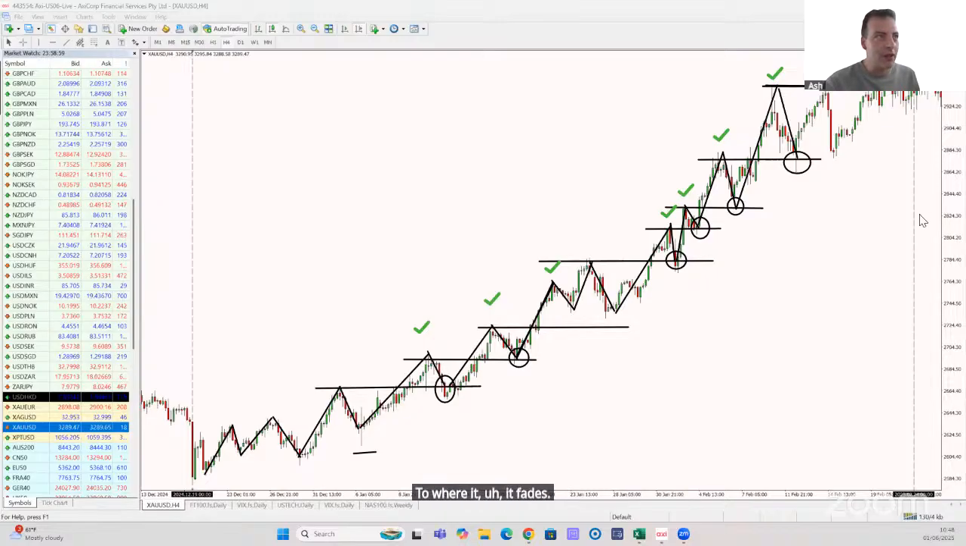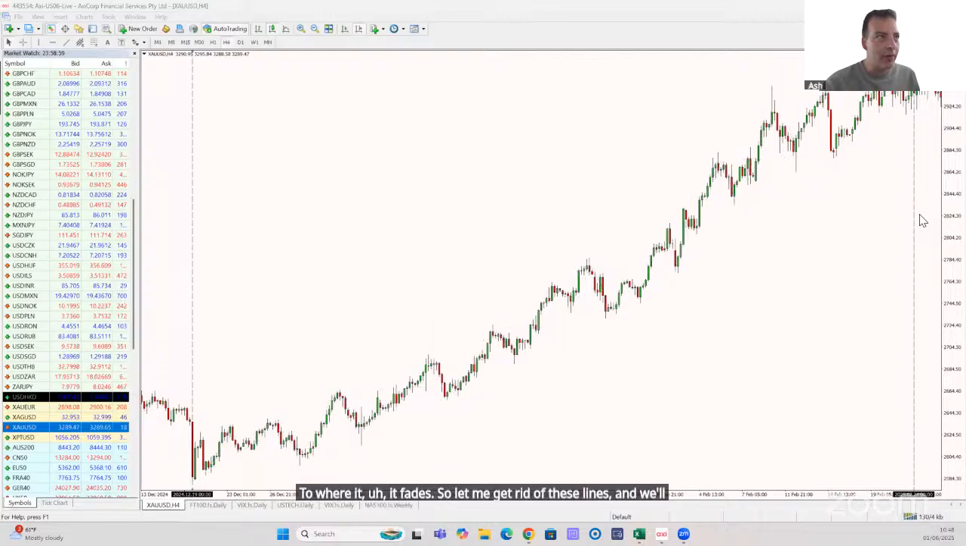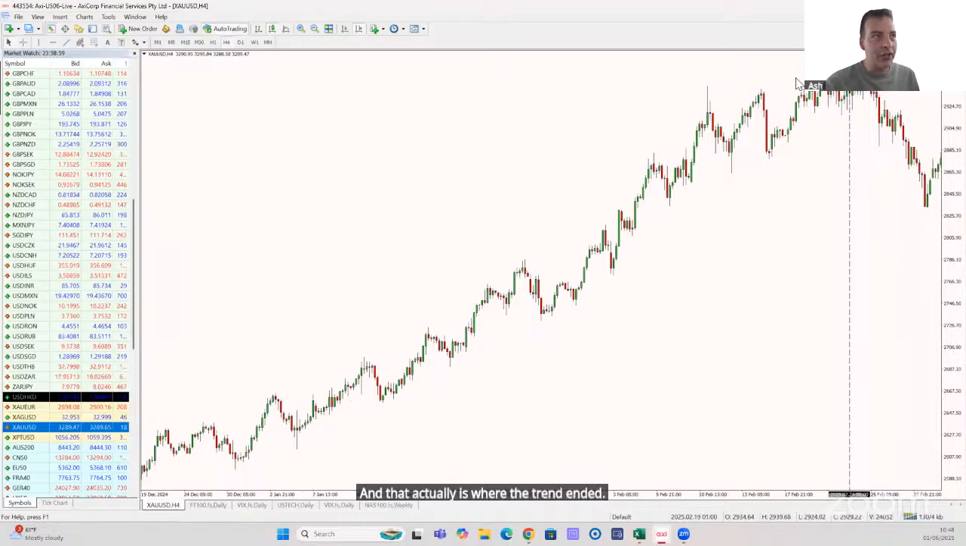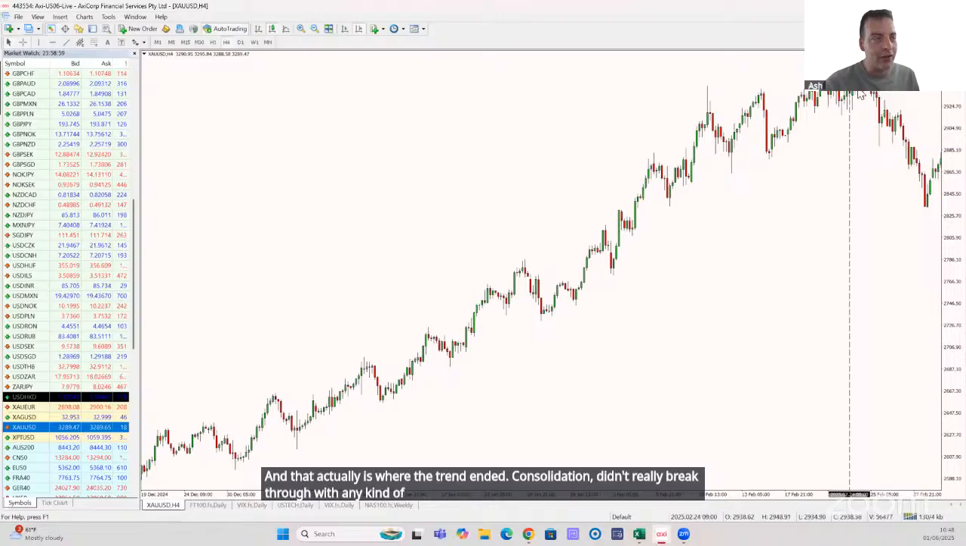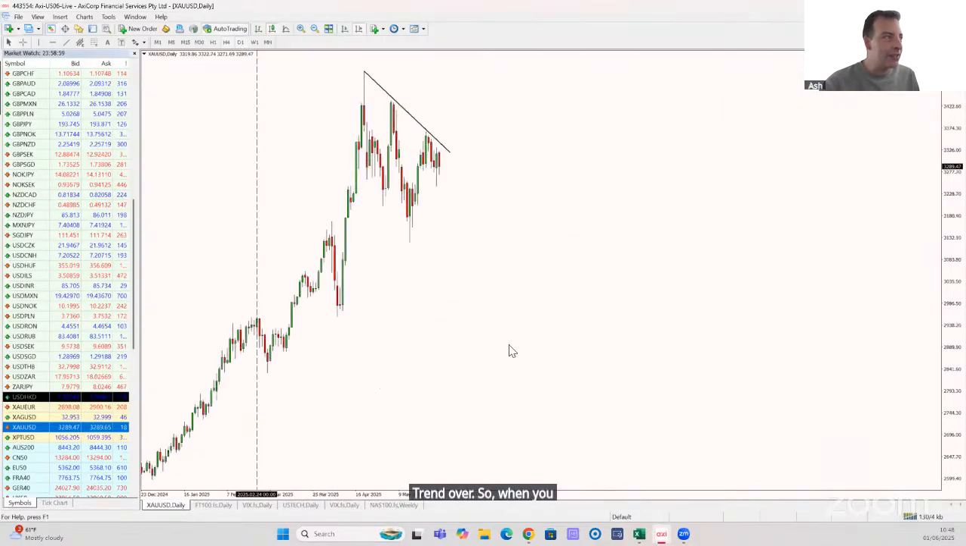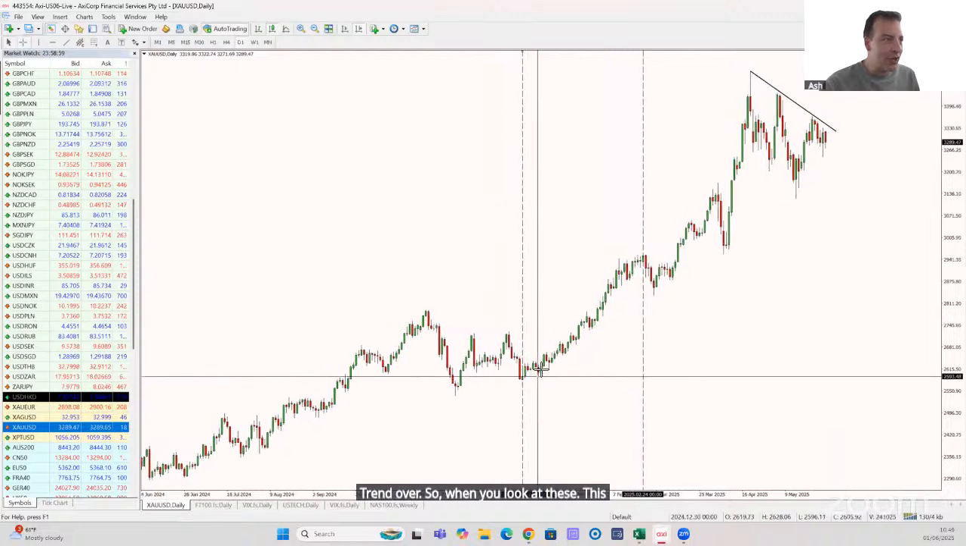So let me get rid of these lines and we'll just move along a little bit. And that actually is where the trend ended. Consolidation, didn't really break through with any kind of conviction. Trend over. So when you look at these, this area here is what you're after.